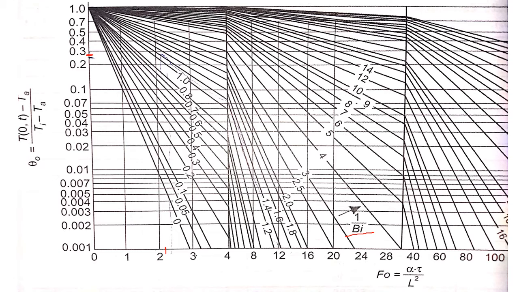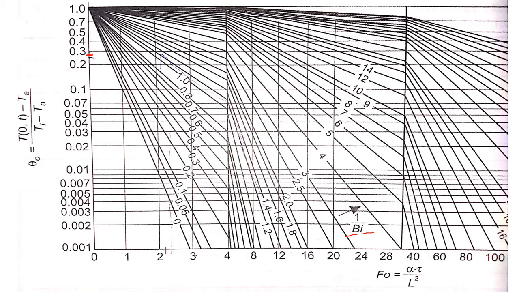In the textbook they have read it as 2.4, so there might be some error while reading the graph, but that much is okay, no problem. So my first part is over: t equals 458 seconds is required to cool the center plane up to 100 degrees centigrade.